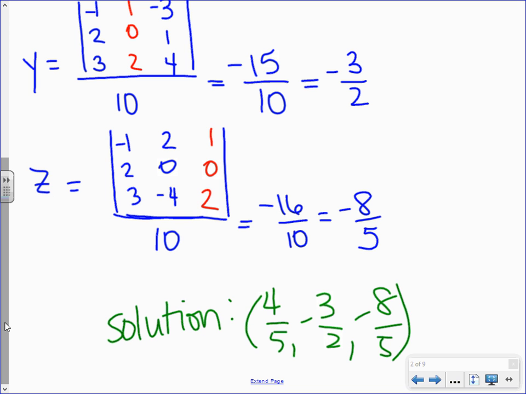I want you to go ahead and imagine doing that with algebra. With fractions like that, it would get pretty messy. With determinants, yes, it may take some time to do all those calculations, but it's not overly strenuous, right?